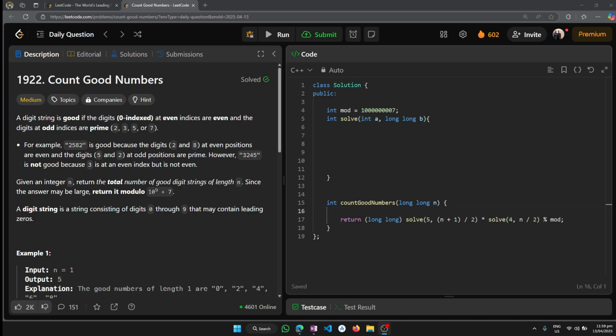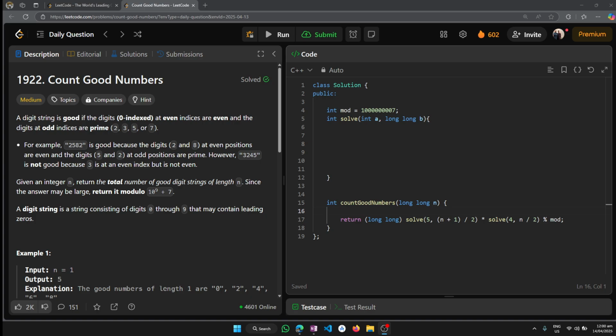For example, 2, 5, 8, 2. If I talk about the even indices, 2 and 8 are even numbers, and at odd indices, 5 and 2 are prime. So it's good because the digits 2 and 8 are even, and 5 and 2 at odd positions are prime. If I talk about 3, 2, 4, 5, then 3 is at an even index, but it's not an even number. So that's why this is not a good number.